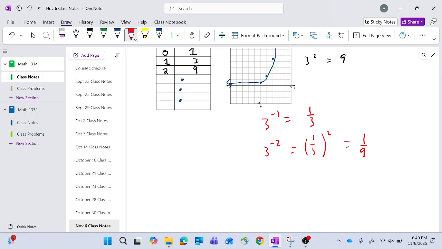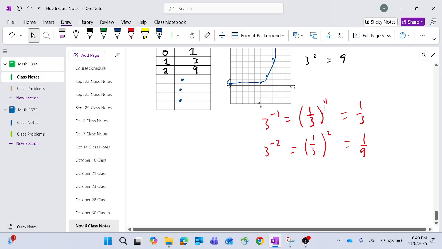So if you have a negative exponent, what you do is you flip the base and you raise the whole thing to that power. So I guess 3 to the negative 1 is really 1/3 to the first power, which is just 1/3. 3 to the negative 2 is 1/3 to the second power, or 1/9. Are y'all with me? Because there's a point I'm trying to get to here.